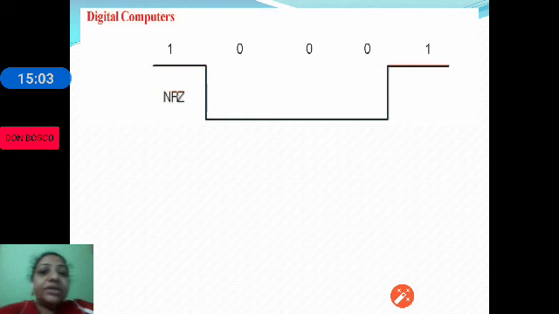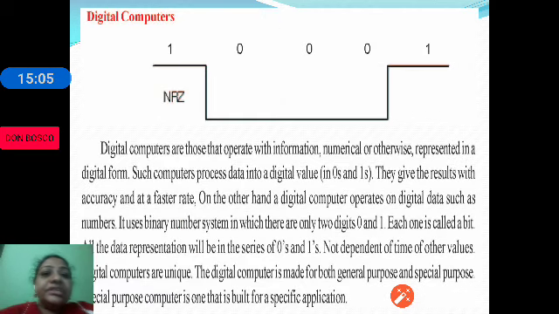Next comes the digital computer. A digital computer can be used for various purposes, general purpose. A digital computer operates on numerical data which is in a digital form. Such computers process the data in the form of zeros and ones. Therefore, a digital computer gives accurate and faster results.